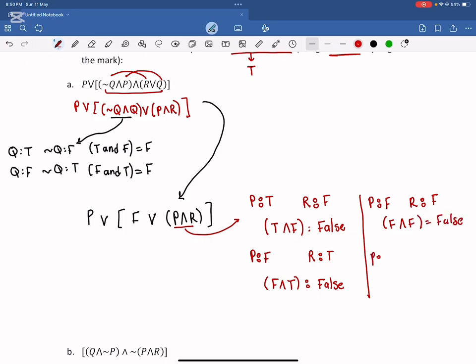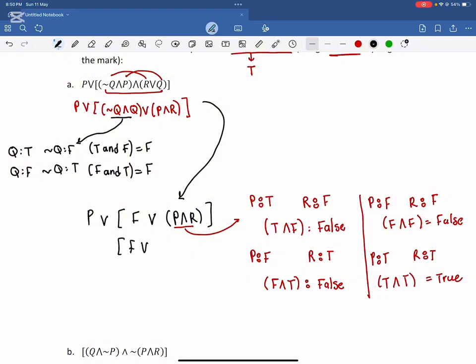If P was true and R was true, true and true is true. So this expression can be true or false. Okay, so let's try if it was false.